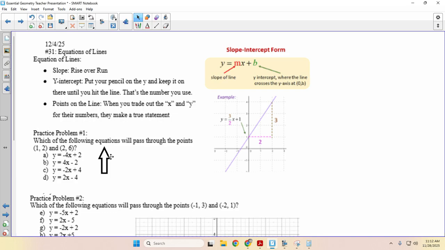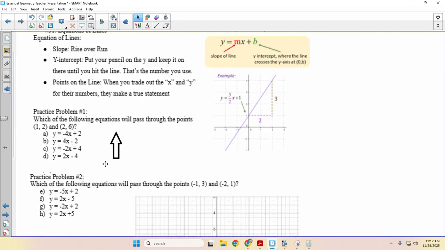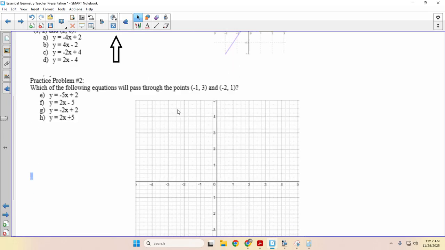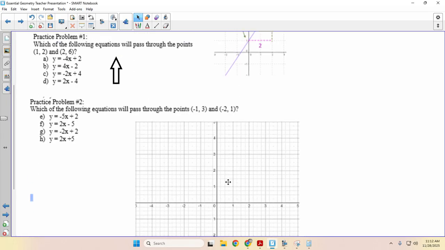It says, which of the following equations will pass through the points (1, 2) and (2, 6)? So I included a little graph. If you guys need to graph these to find out the slope, use whatever tools you need. You're not going to be restricted when you take your final. So let's look at these points.